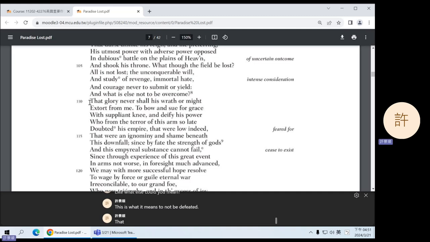That glory never shall his wrath or might extort from me. Sorry, that glory never shall his wrath or might extort from me. The word order is: his wrath or might shall never extort that glory from me. Wrath means anger. Extort here just means force out of me, force me to give up.